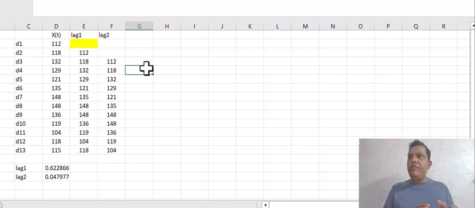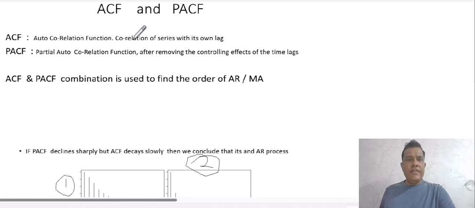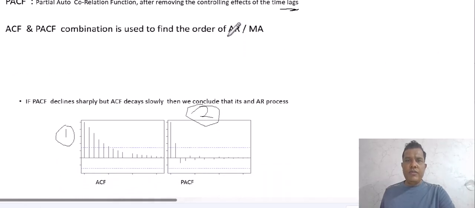And this concept we use to find the values of P and Q. Now let's quickly see the graphs of ACF and PACF, and how to derive meaning from them. I've written two sentences on them. ACF stands for autocorrelation, the correlation of a series with its own lags. PACF, partial autocorrelation, is the correlation after removing the controlling effect of intermediate time lags. The ACF and PACF combination is used to find the order of AR and MA.